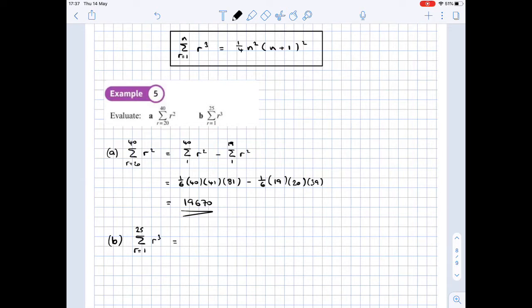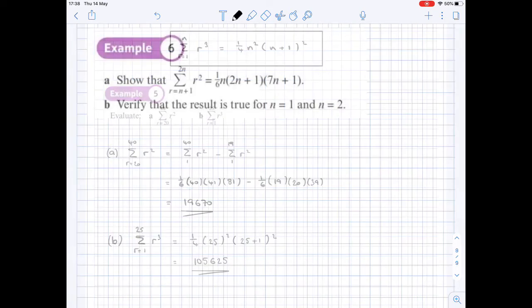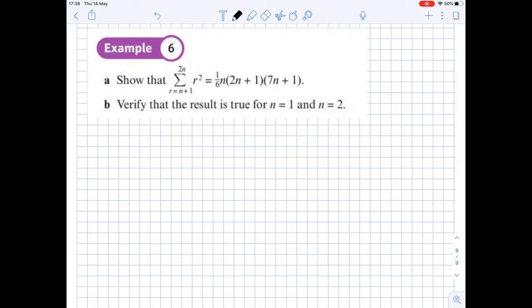Now we're going to use the formula which you can see up here, a quarter n squared times n plus 1 in brackets squared. So we have a quarter, this time n is 25, squaring that. Then we have 25 plus 1, squaring that. Taking our calculator gives us an answer of 105,625.